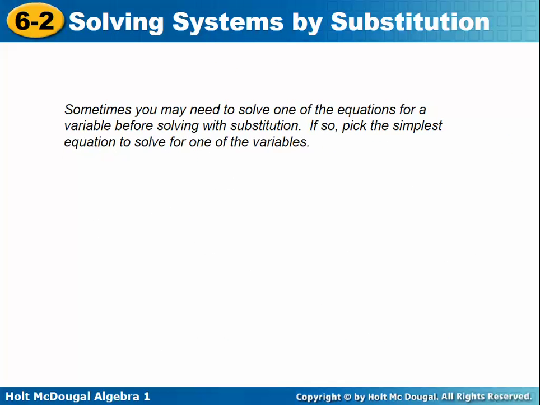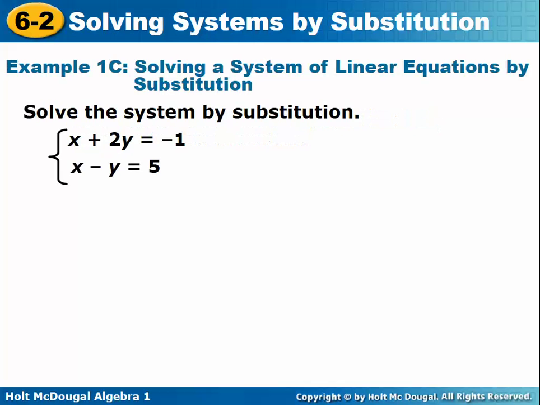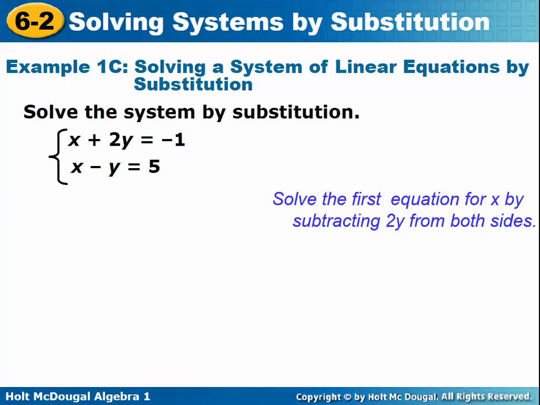Sometimes you have to solve one of the equations for a variable before solving with substitution. If you do, pick the simplest, easiest equation to solve for one of the variables. Like in this example, we don't already have x equals something or y equals something. So now we have to do step 1. You can pick either one of these to solve for x. Either one would be easy to solve for x. Let's solve the top one for x. All we would have to do is subtract 2y from both sides. So now we would get negative 1 minus 2y, or they wrote it as negative 2y minus 1. Either way is fine. So we've done step 1.